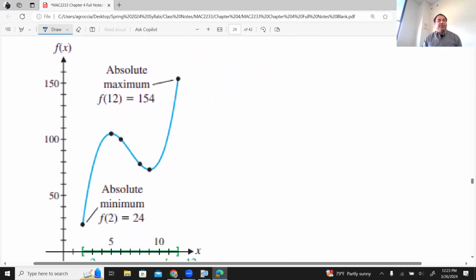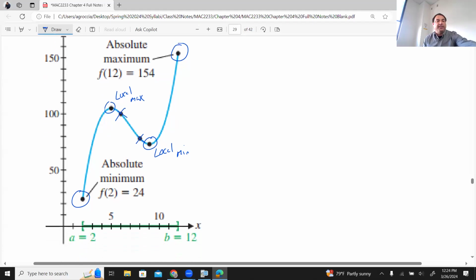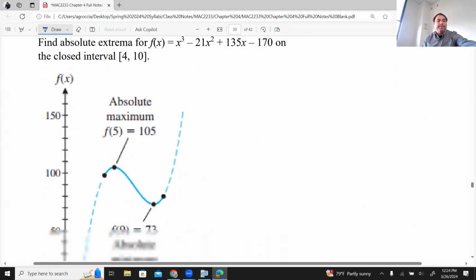Just to show you some pictures, again, this would be an absolute max. This would be an absolute min. Why? It is the lowest point. This one would be a local max. This would be nothing, because they're along the way. This would be a what? Local min. Okay, so we're just going to, at the end, call them local or absolute. So just kind of giving you a little practice, seeing it.